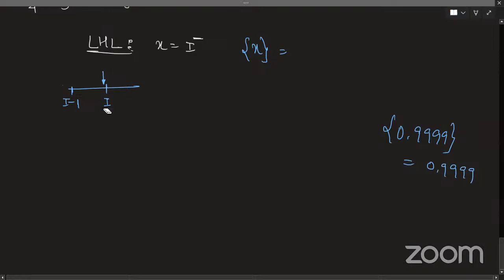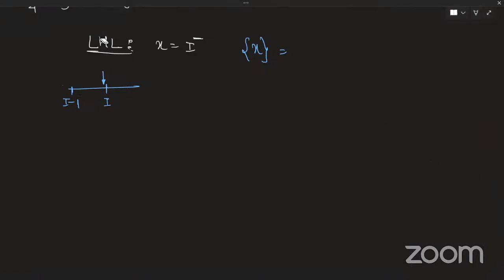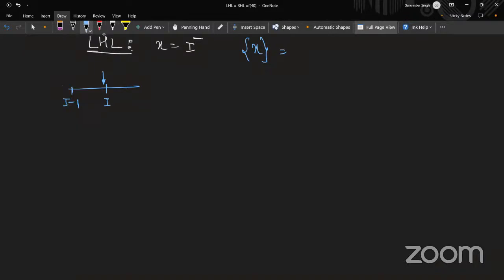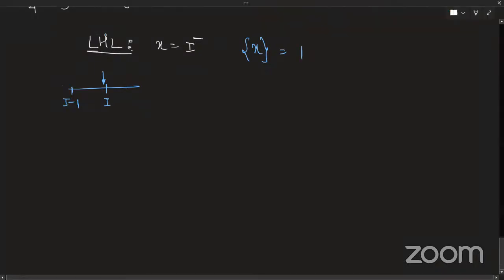It is 0.9999. In the limiting form, it is 1. Absolutely correct. Everyone got it? Why it is 1? Anyone who has any doubt why it is 1? Because your distance from this point and the immediately preceding integer is 1. In the limiting form, it is 1. So that is why this is equal to 1.